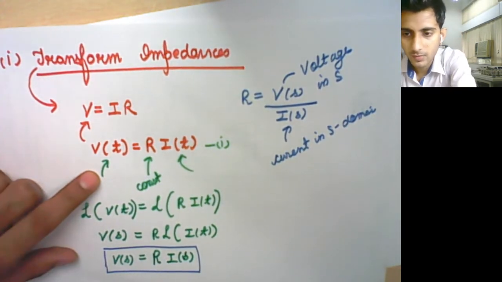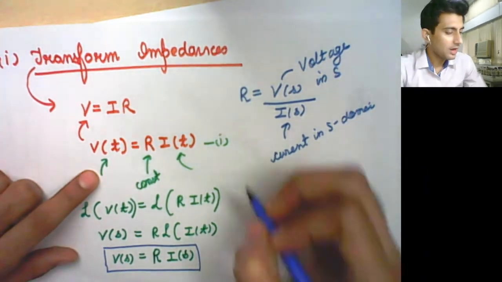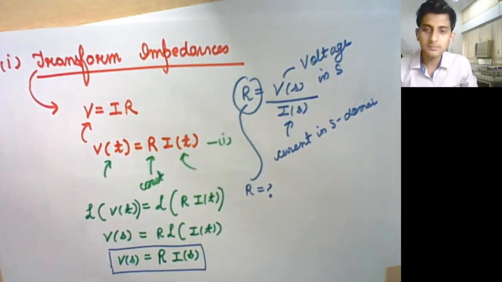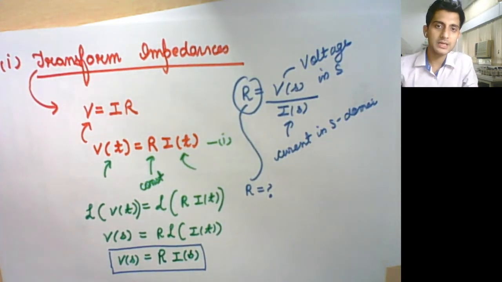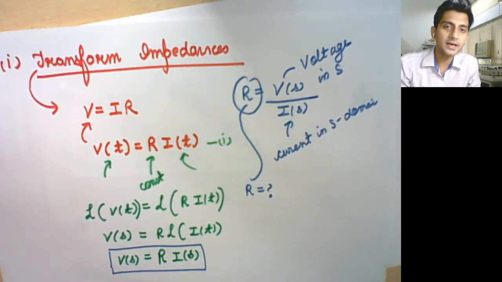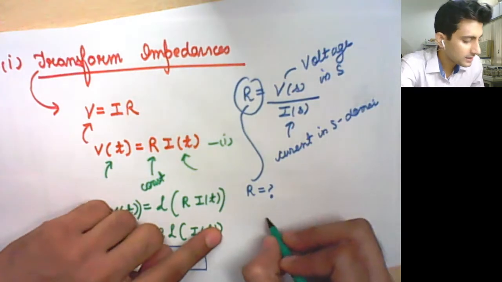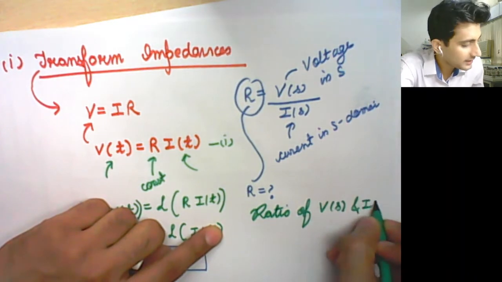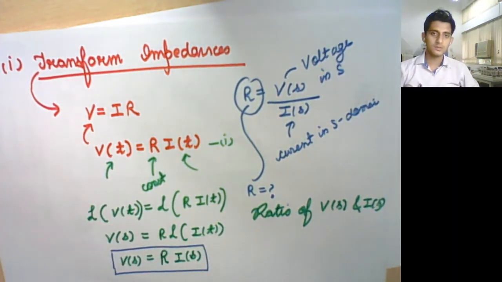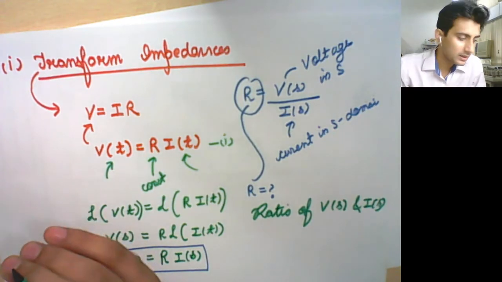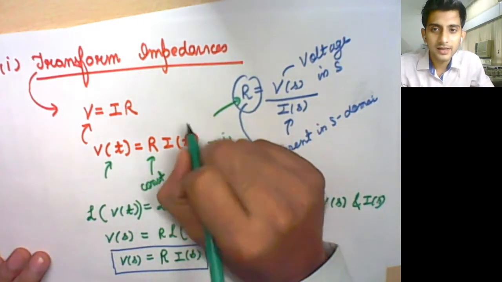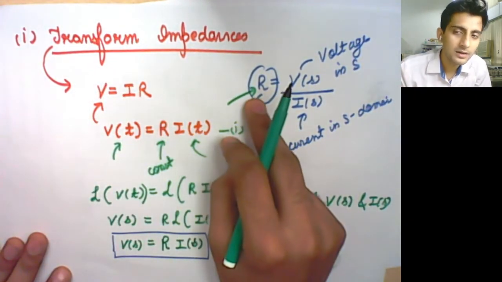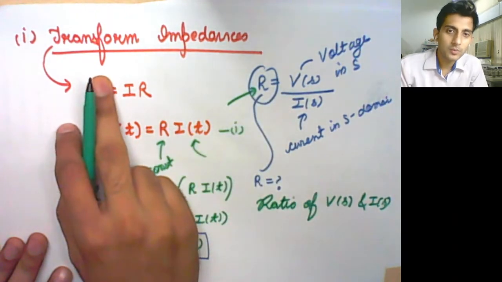Now, how can you define what is R in S domain? You can simply write that R in S domain is the ratio of voltage and current in S domain. It's easy. So in a way, we can also say that R remains R when you transform it from time domain to S domain.